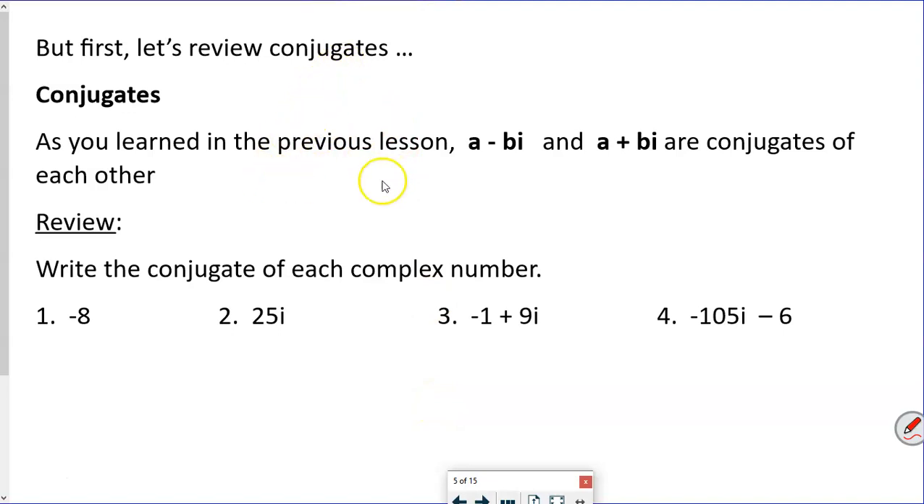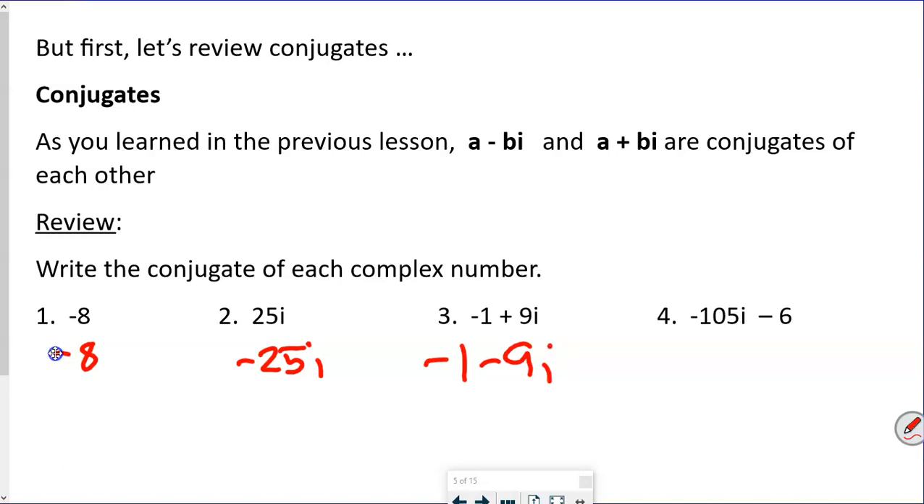So conjugates, as you learned in the lesson M14, y'all: A minus Bi and A plus Bi are conjugates of each other, right? So we're going to write the conjugates of each complex number here. And remember, we only change the sign of the imaginary part, okay? So this is not going to change at all because it has no imaginary part. This is going to be -25i because we're going to change the sign of the imaginary part. This is going to be -1 minus 9i.